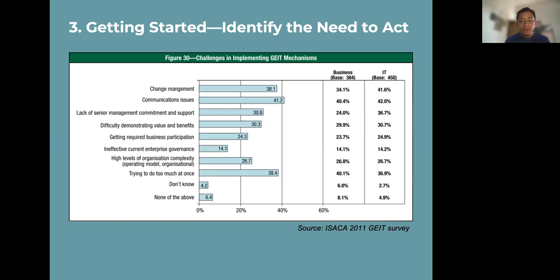And sometimes the problem is they don't know the problem, they don't know the challenge. And some of them also answered none of the above. So it is like besides all of them here, this is called none of the above.